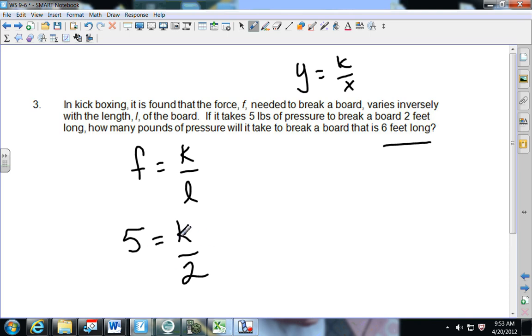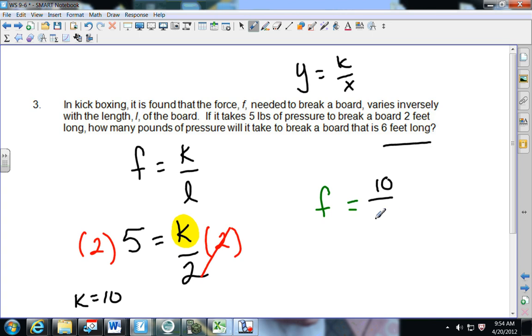So first off, we got to figure out what that k is right there. Okay? So all I did was substitute what they gave me, 5 pounds for the 2 feet. So I multiply each side by 2. These cancel. And I get k equals 10. Well, so now let's see, it says they want to know the force. And so my k is 10 over a board that is 6 feet long. Well, how much force is that? Take 10 divided by 6.